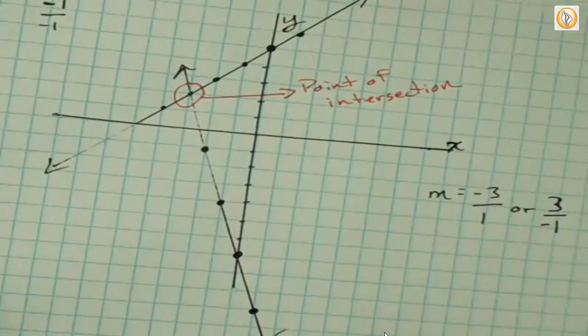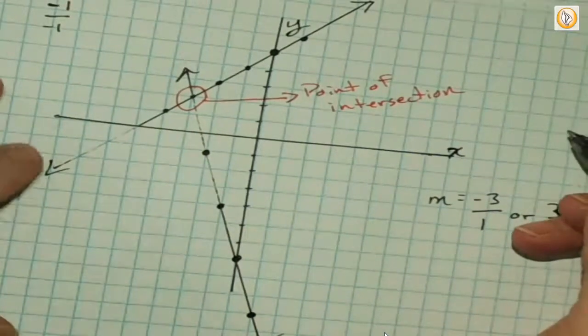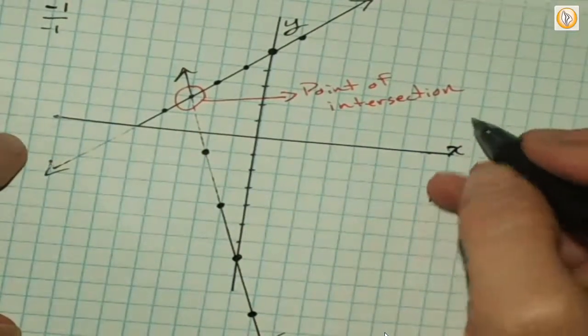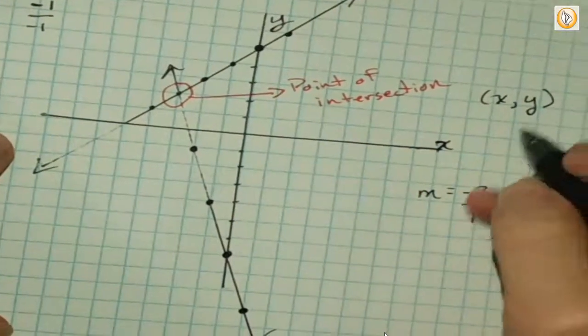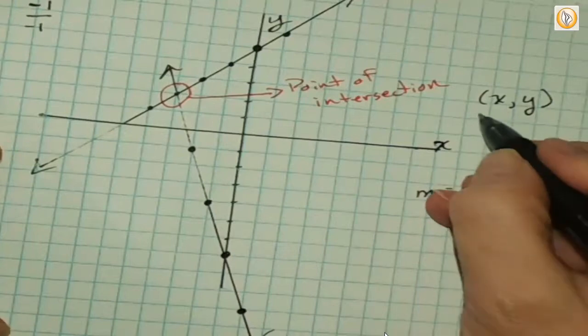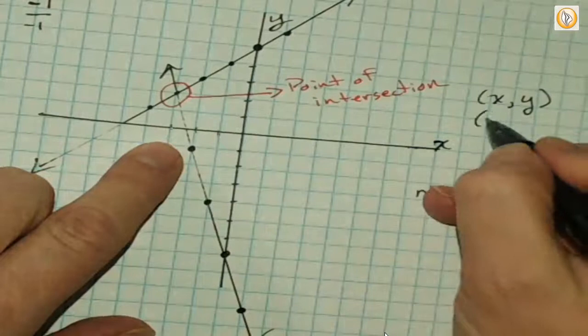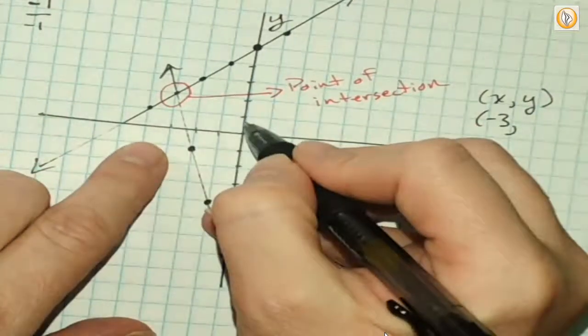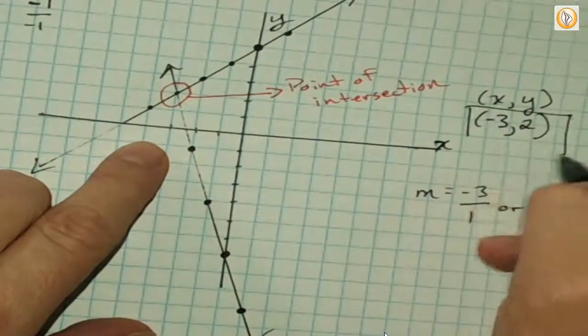Now, what ordered pair would that be, Morgan? It's x and then y. Negative 3, 2. So your answer is going to be in the form of an ordered pair. So it's 1, 2, 3. So it's negative 3 and then up 2. So that is your answer.